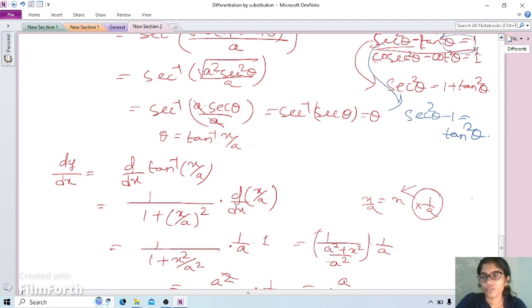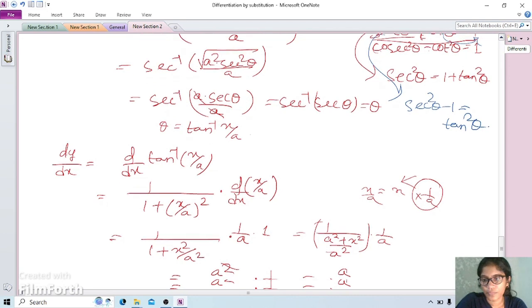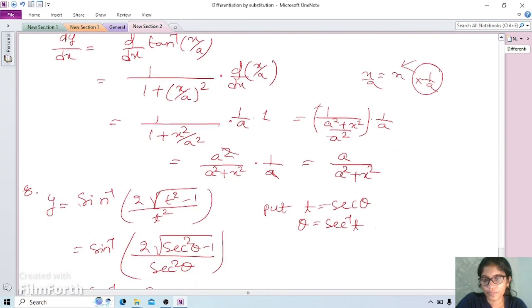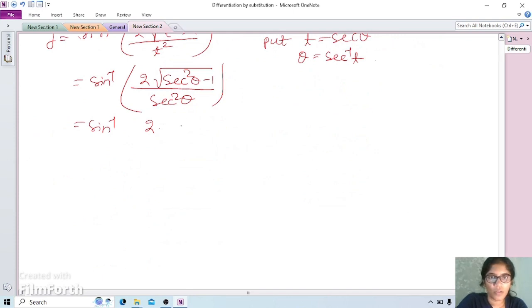Question number 10. It's the last question of exercise 7e. Question number 10 is y is equal to cos inverse of 2t square minus 1.